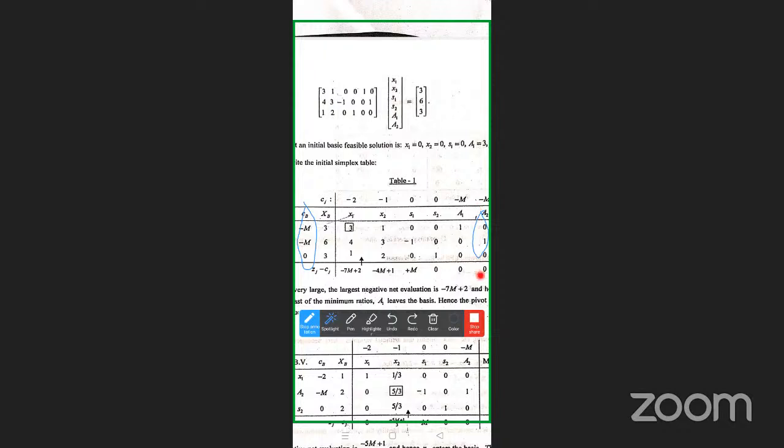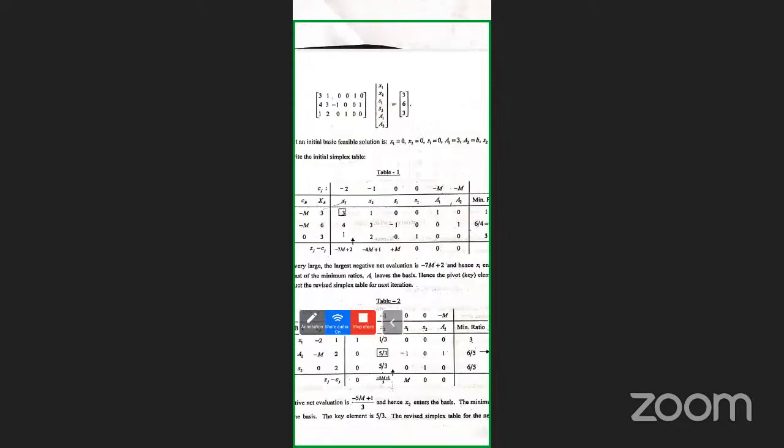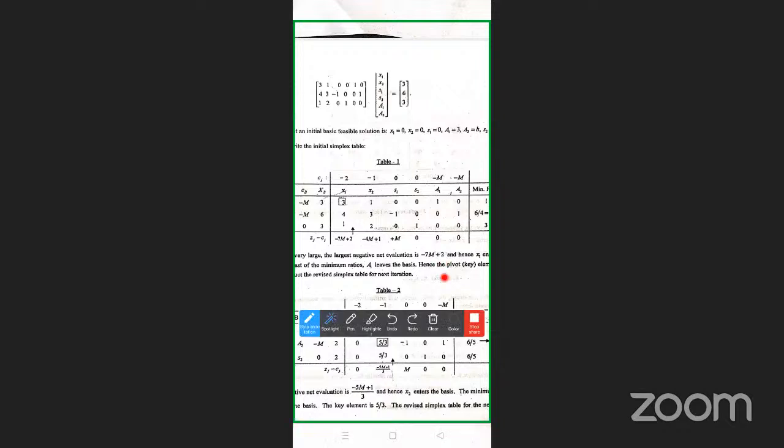So these are all our delta J's for each and every column: X1, X2, S1, S2, A1, A2. So in these delta J's, we can choose the most negative delta J. These are all positive up to S1 positive, S2 positive, A1, A2, all are positive. But here minus 7M plus 2, minus 4M plus 2, and 4M plus 1. So these are the negative values.